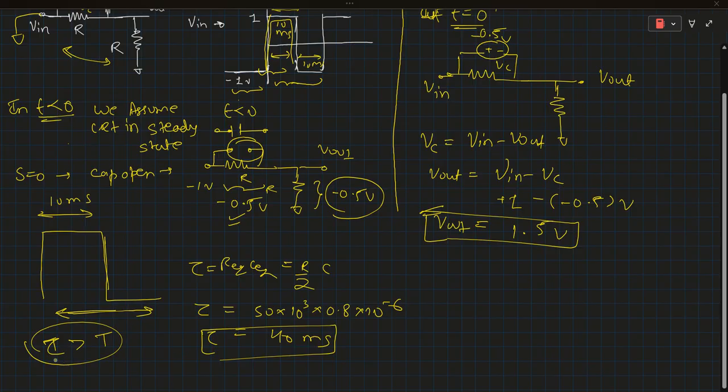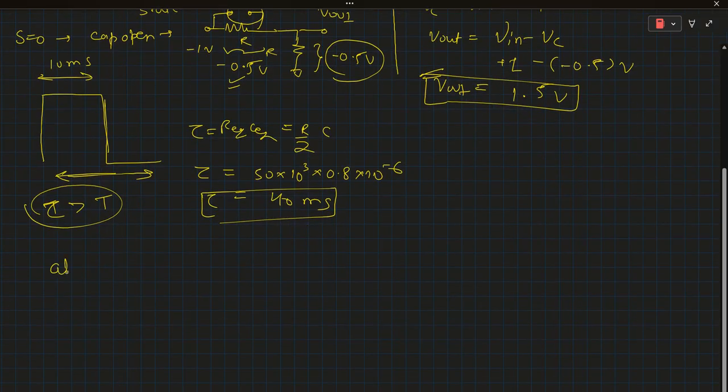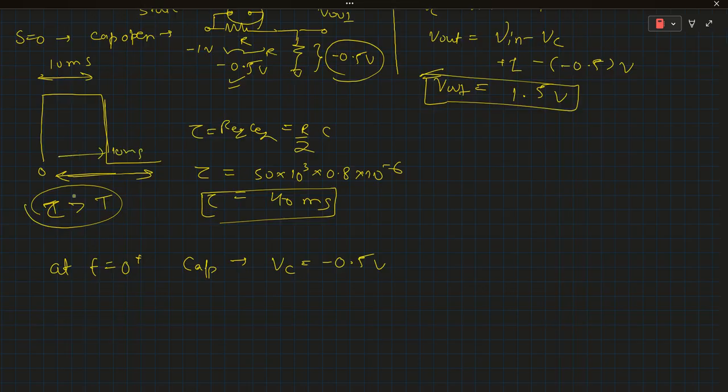So we can say that the time constant of the circuit is greater than the time constant of the pulse, meaning the capacitor will not discharge fully and not charge fully. Okay, so initially at t equals 0 plus, the capacitor voltage is minus 0.5 volt.